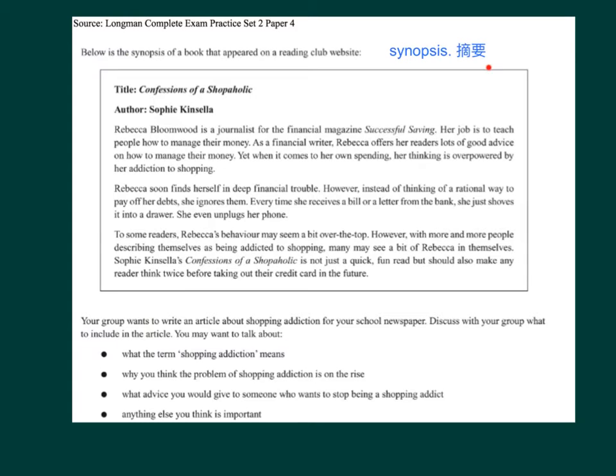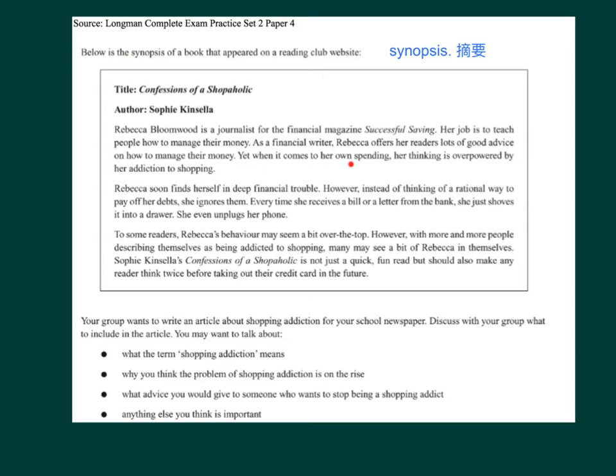Synopsis 摘要. Title: Confessions of a Shopaholic. Author: Sophie Kinsella. Rebecca Bloomwood is a journalist for the financial magazine Successful Saving. Her job is to teach people how to manage their money. As a financial writer, Rebecca offers her readers lots of good advice on how to manage their money.